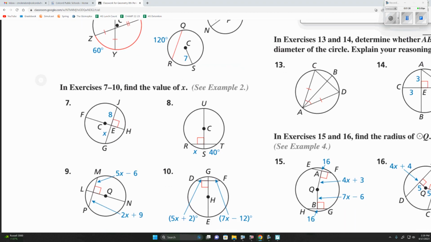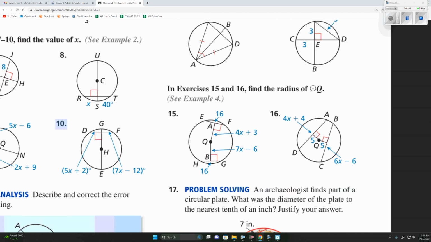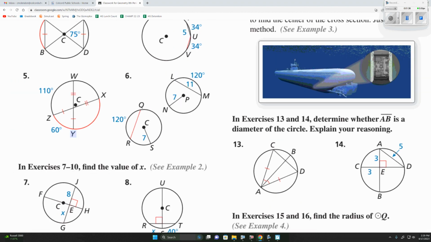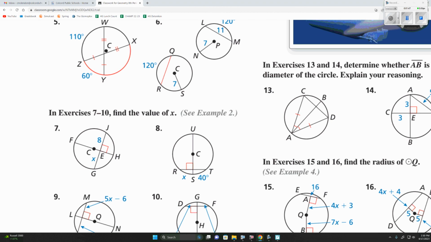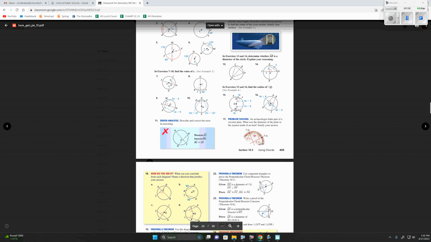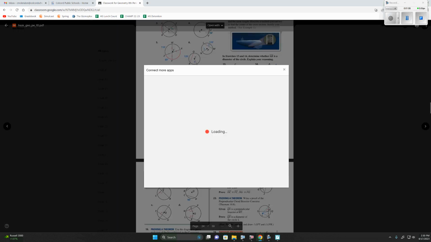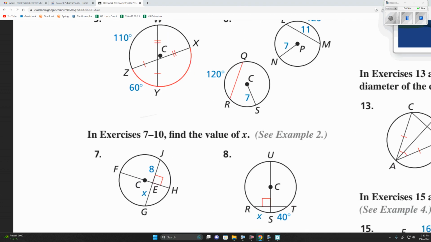So we had those. I have a question on number 5. And while we're here, we can look at it. So number 5, we have this problem here. Actually, let's see here. Open with more apps. Just download it. Okay, nice to download. All right, so number 5.